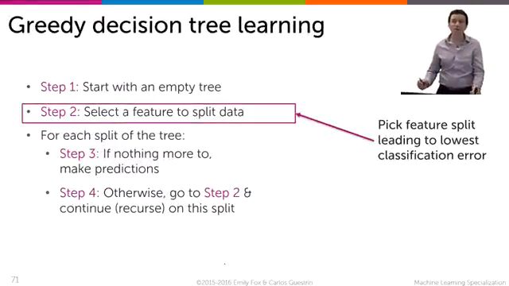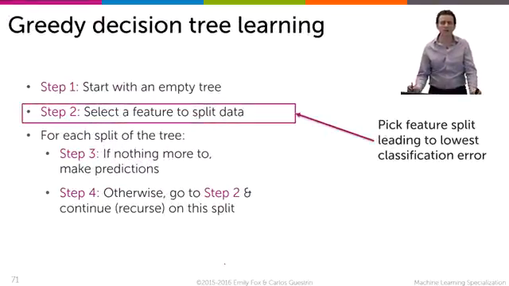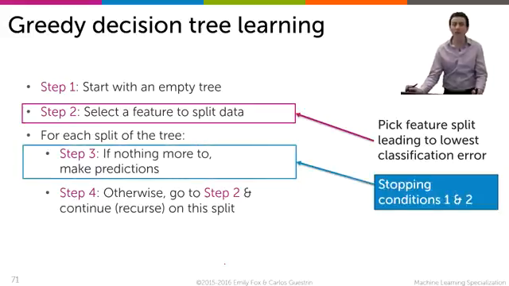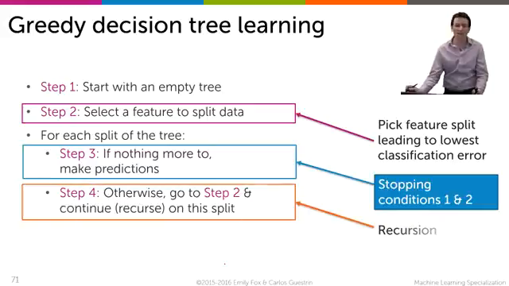So if we go back now to our greedy algorithm for learning decision trees, we see that in step 2, you just pick the feature that minimizes the classification error, as we discussed. And then we have these 2 stopping conditions that we just described, 2 extremely simple ones. And then we just recurse and keep going until those stopping conditions are reached. Either we use up all the features, or all the data points agree on the value of y.